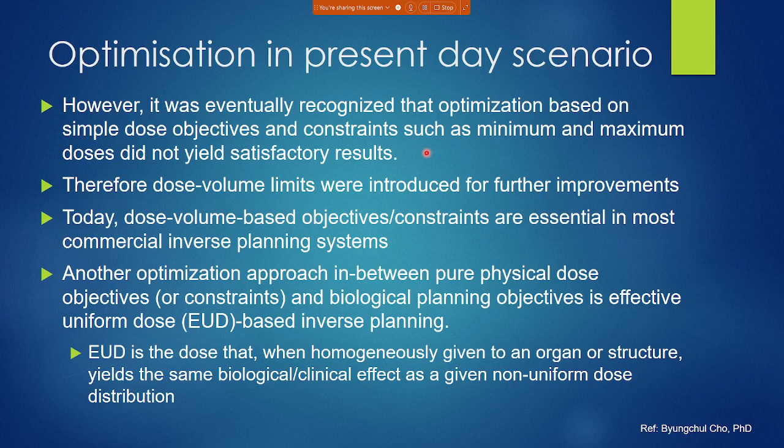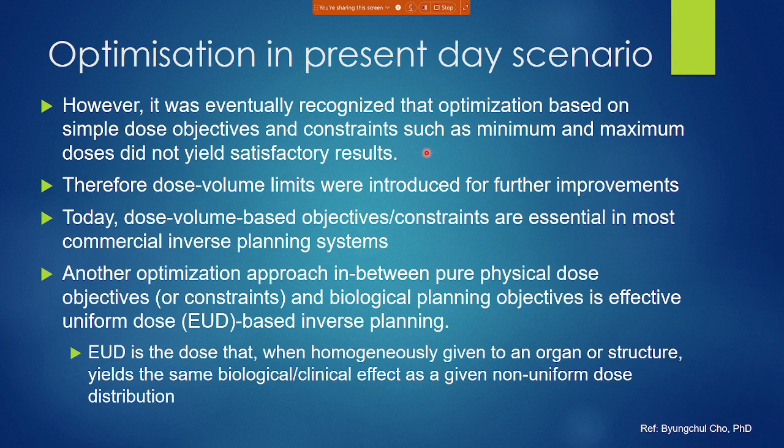And in the present day scenario, the optimization is done mostly with a maximum or minimum dose. You say this is the maximum dose or minimum dose, but I would say earlier, not present day, and of course we have changed over from that. Therefore, the dose volume limits were introduced for further improvements. We are not happy with giving only a maximum and minimum dose, but you also want to know that this volume of the tumor should get this percentage of dose. That's what we refer to as dose volume criteria. So today, dose volume based objective constraints are essential in most of the commercial inverse planning systems.